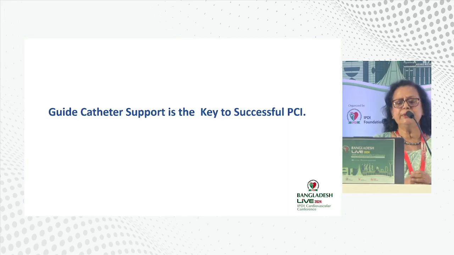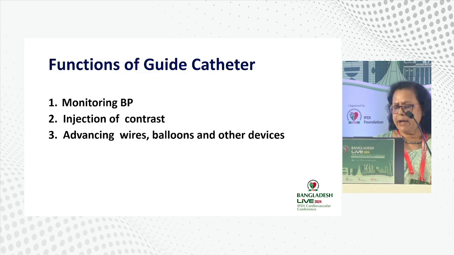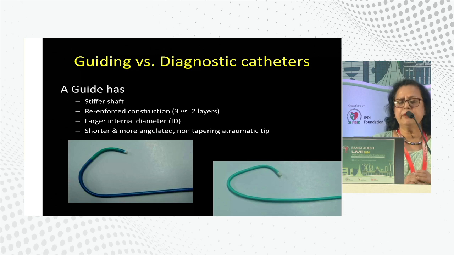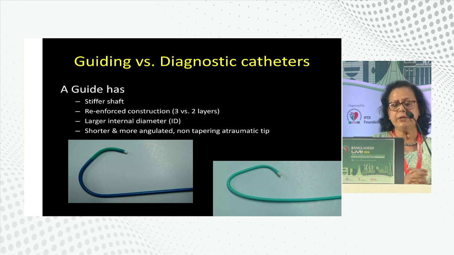You all know that guide catheter support is the key to successful PCI. The function of the guide catheter is monitoring blood pressure, injection of contrast, and advancing wires, balloons, and other devices. So, how does it differ from the diagnostic catheter? The guiding catheter shaft is stiffer. It is reinforced with three-layer construction, larger internal diameter, and shorter and more angulated, non-tapering atraumatic tip.